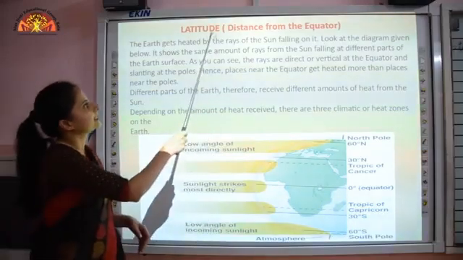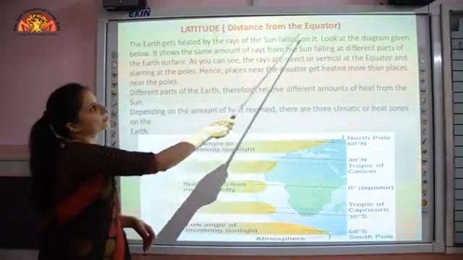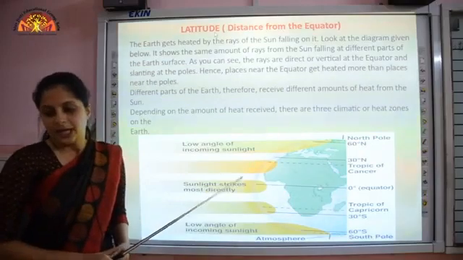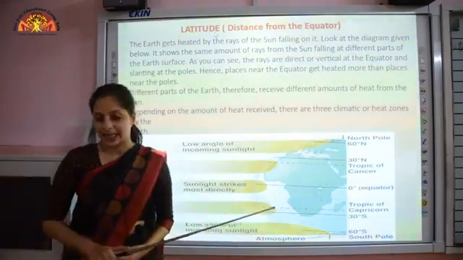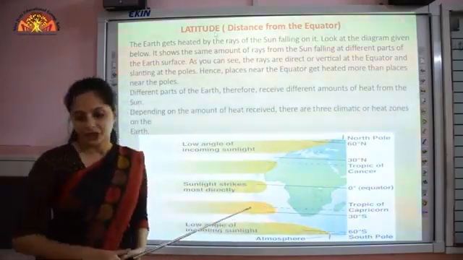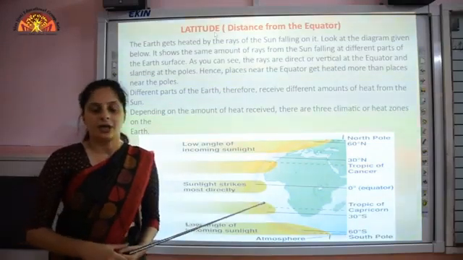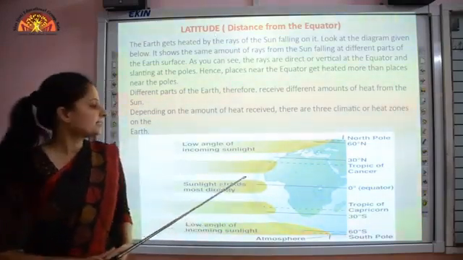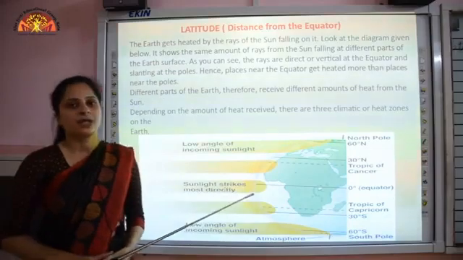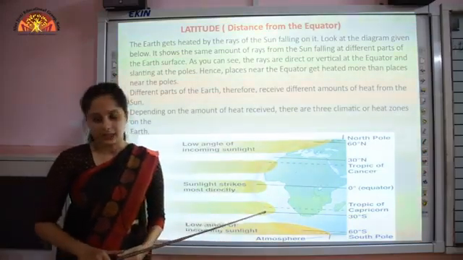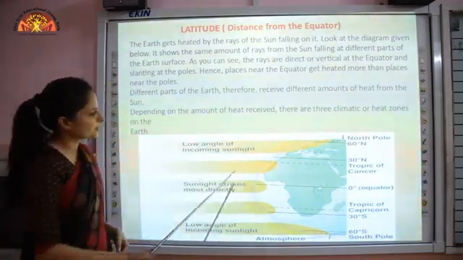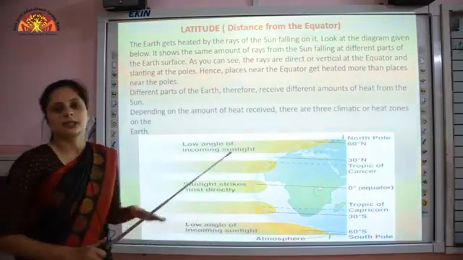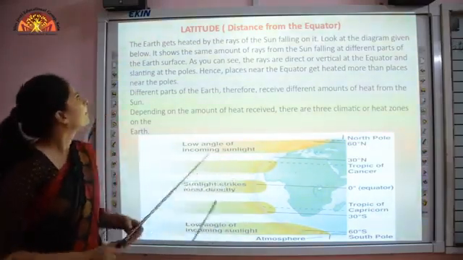First factor is latitude, that is distance from the equator. Latitude of a place decides what type of temperature that place will have. For example, if a place is near the equator, it will have a hot climate, whereas as we go towards the poles, the temperature starts decreasing.